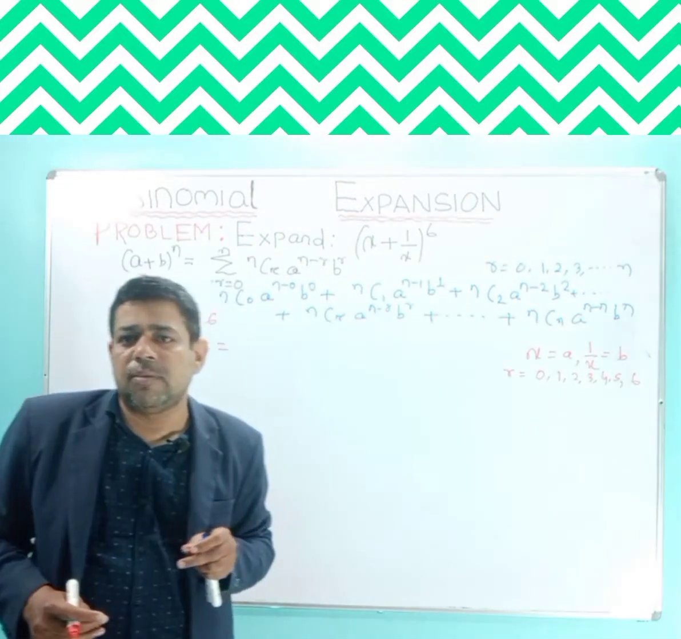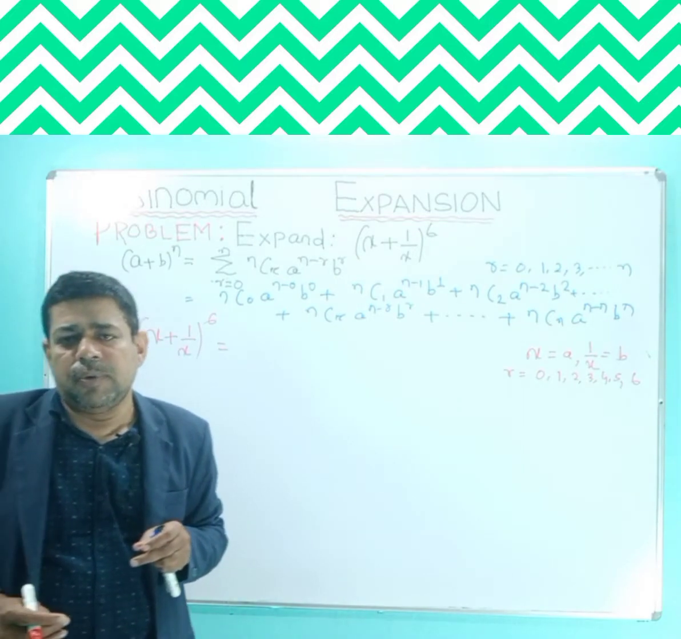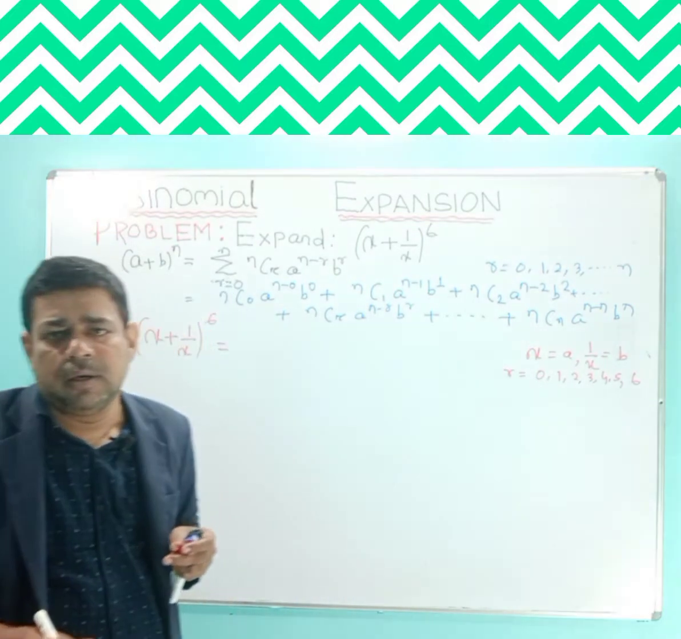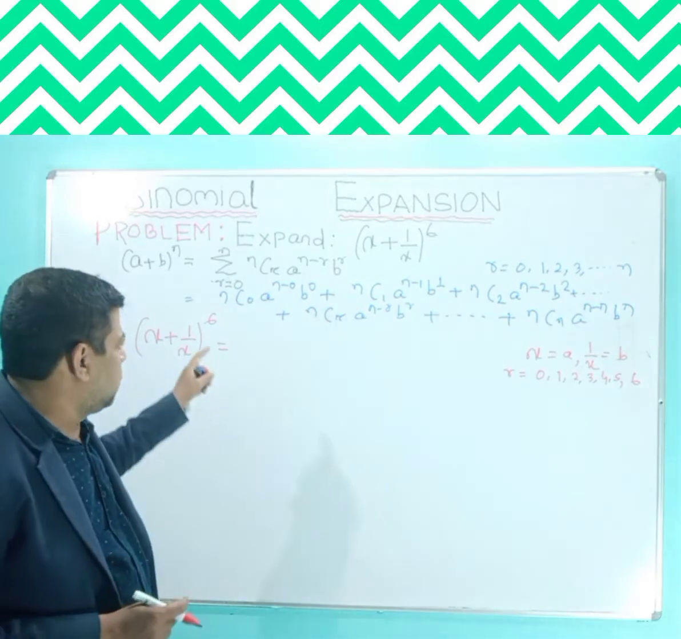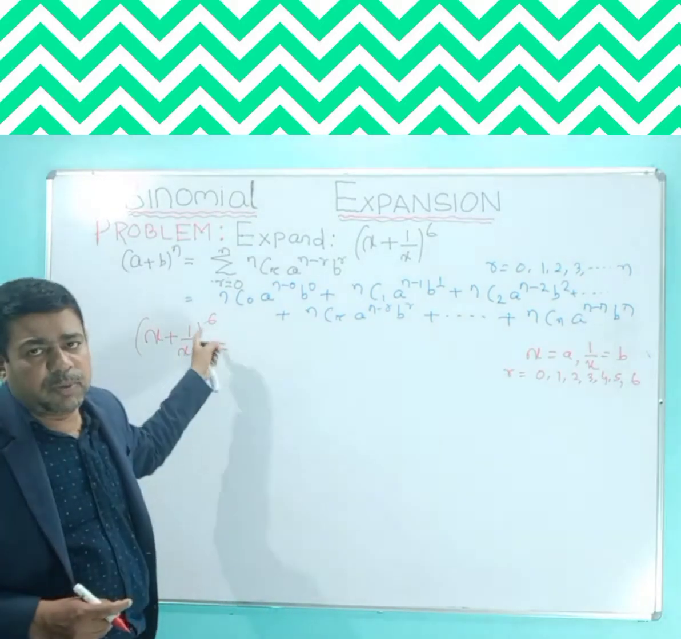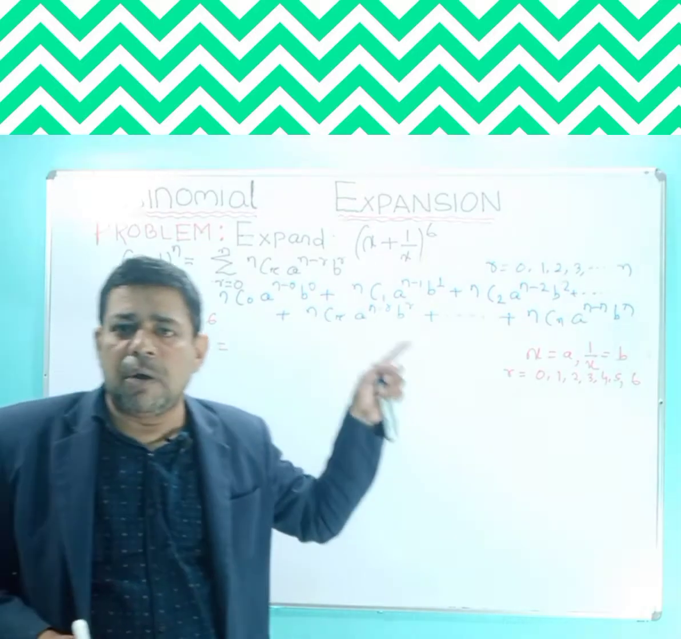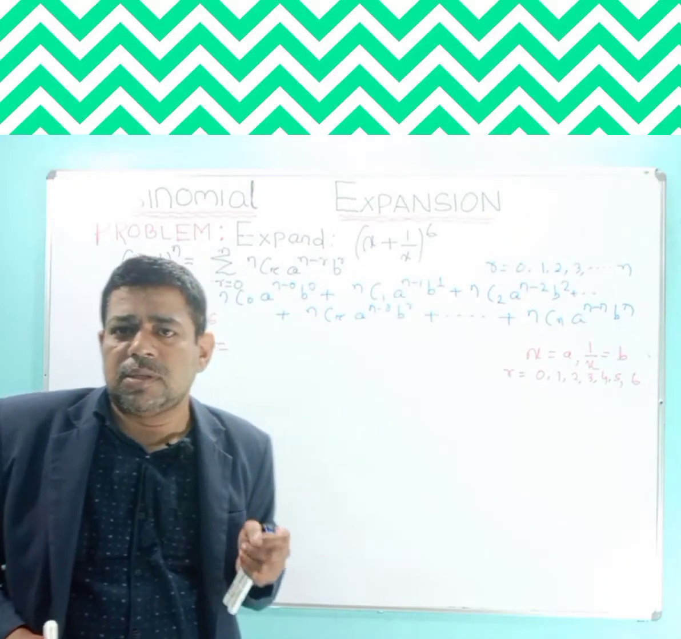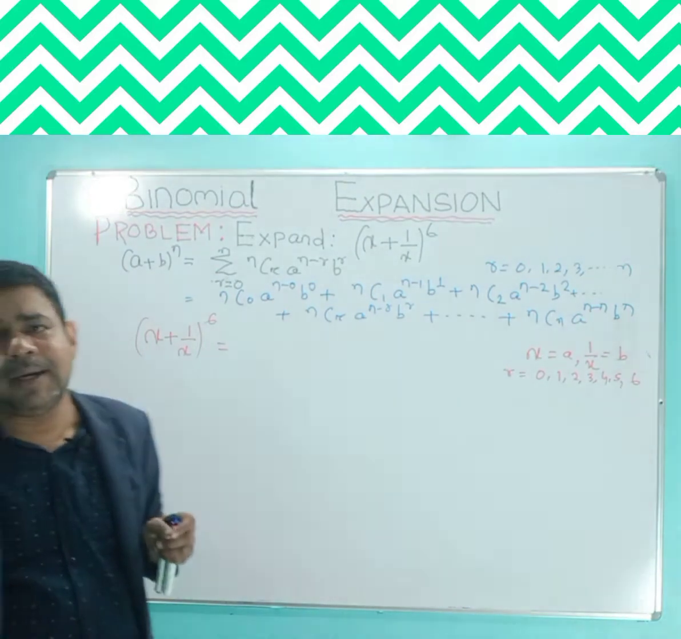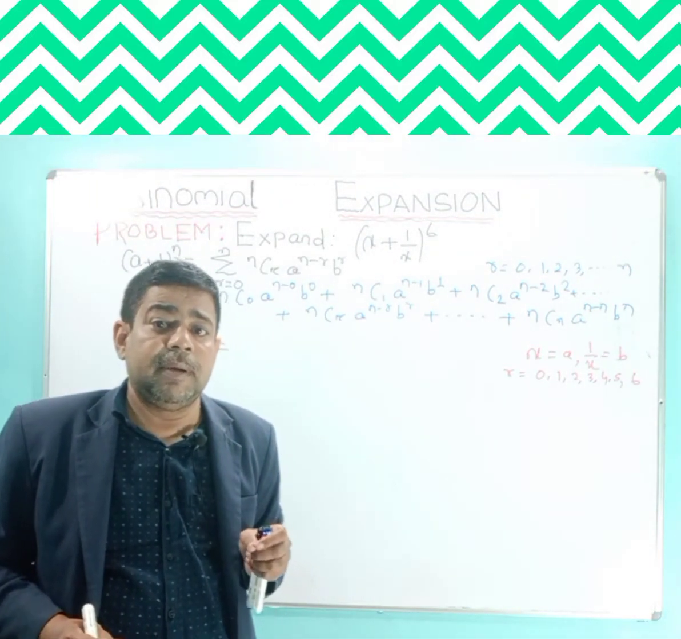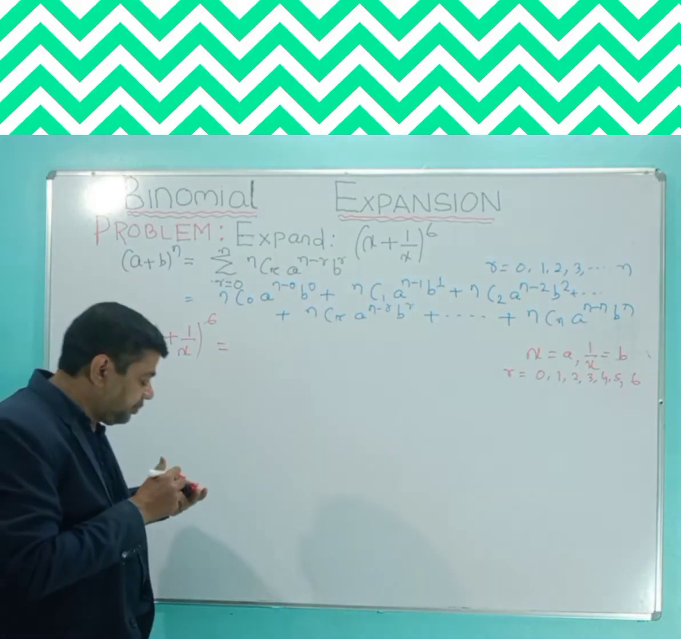How to find out the number of terms? All of you know, by adding 1 to the power of the given expression, we can find out the total number of terms. If the power is 6, then adding 1 to the power, 6 plus 1, which is 7, this binomial expression will have 7 terms. Okay, let's see now.